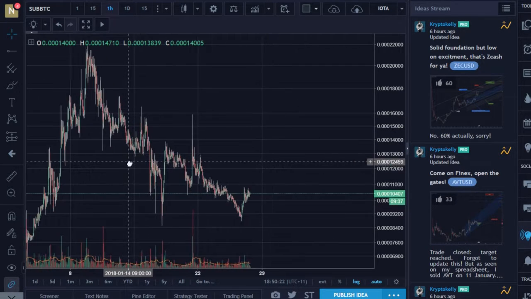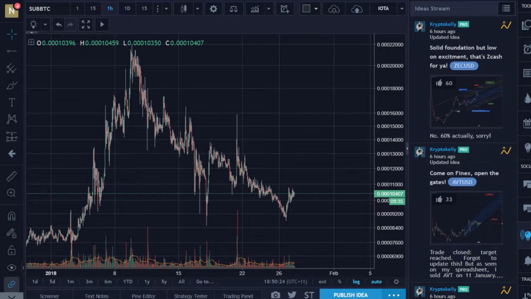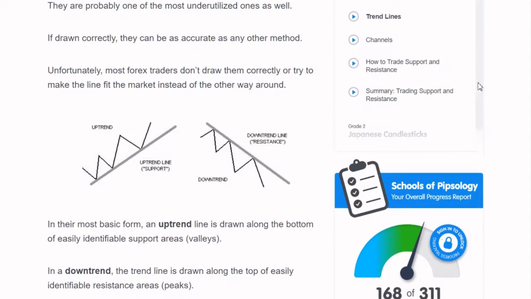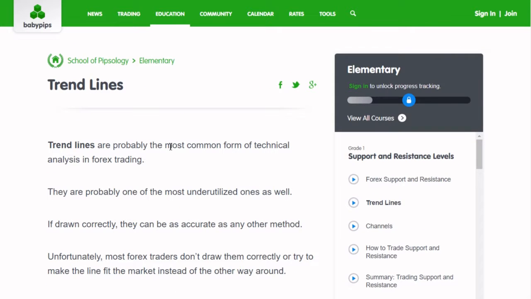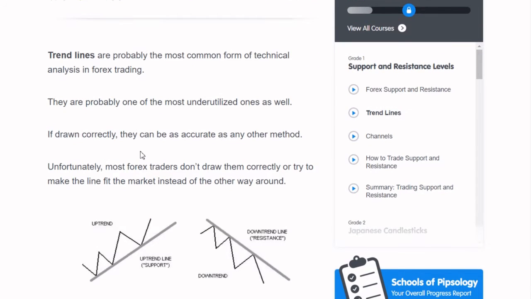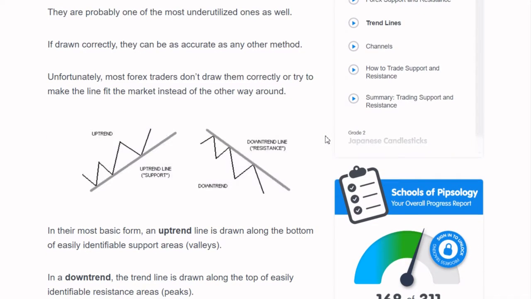Now the other thing that you should be looking for as well in technical analysis is trend lines. So trend lines, I'm going to scroll up. Trend lines are probably the most common form of technical analysis in any type of trading. They're probably one of the most underutilized as well. If drawn correctly, they can be as accurate as any other method. Unfortunately, most Forex traders don't draw them correctly or try to make the line fit the market instead of the other way around.